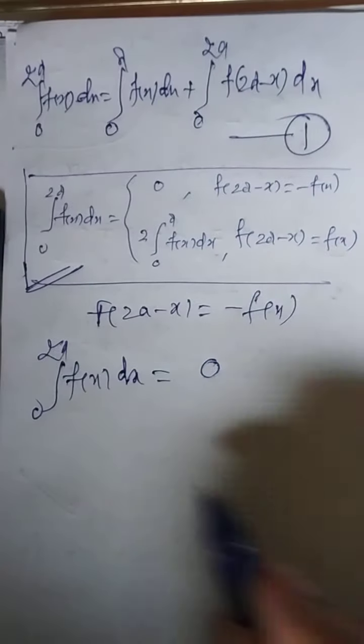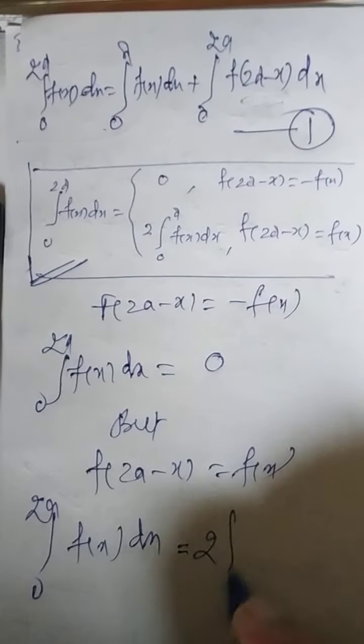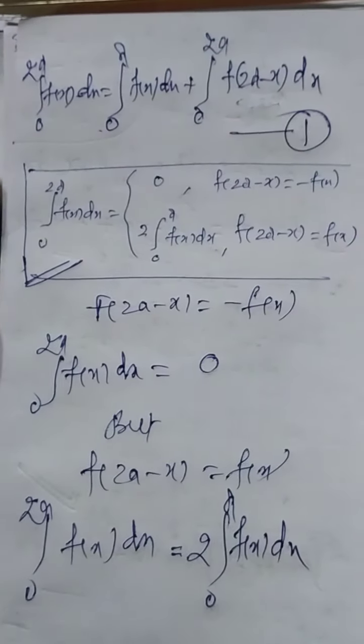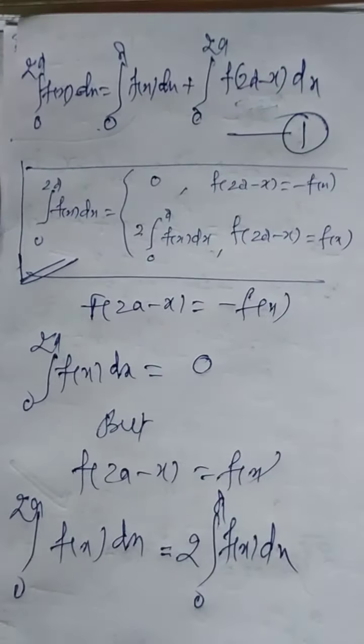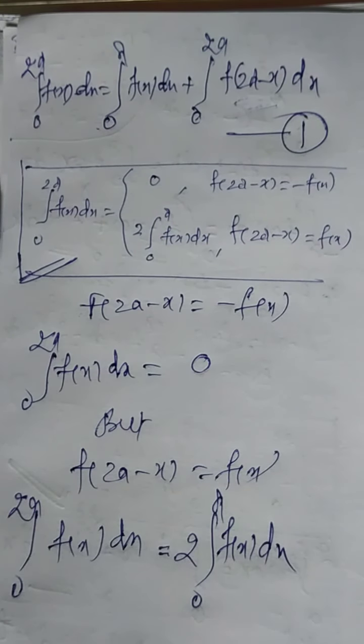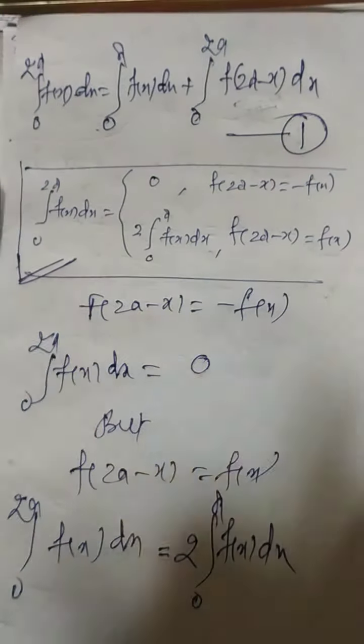Okay, so it will be nothing but the integral from 0 to a of f(x) dx, and this also 0 to a, so it will be nothing but 2 times the integral from 0 to a of f(x) dx. So sometimes you will get a question on these properties also. In that case, 2a becomes half, the limit becomes half.